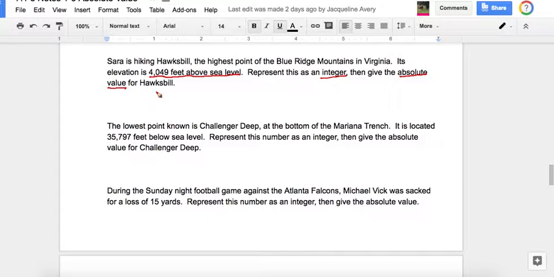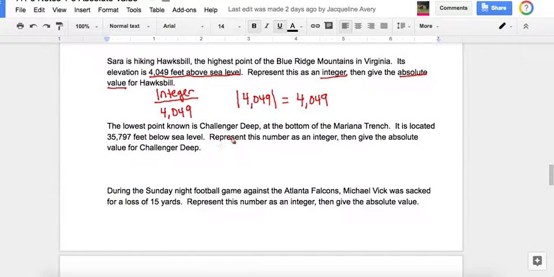So the first thing we're going to do is write the integer. And the integer is 4,049 above sea level, so that's positive. And now we're going to write the absolute value. So I'm going to use this symbol, 4,049. So there's a symbol for absolute value. And how far is that away from 0? 4,049.